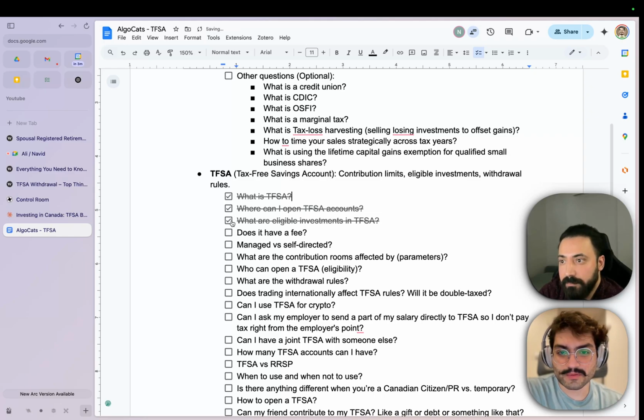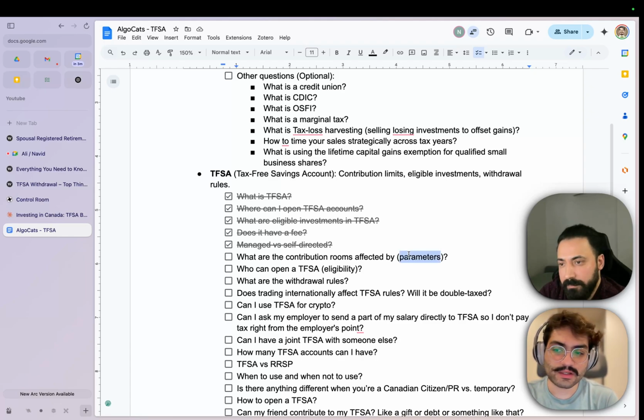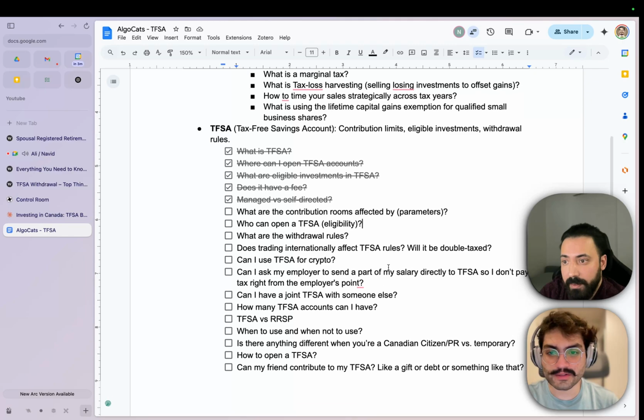What are eligible investments? Does it have a fee? Managed versus self-directed? What are contribution rooms affected by? So we got the parameters, right? It's yearly. Or is it more than that? Is there anything else, like how you mentioned losing money can be a parameter? Yeah, that would be true. Okay, so we need to find the answer to that.